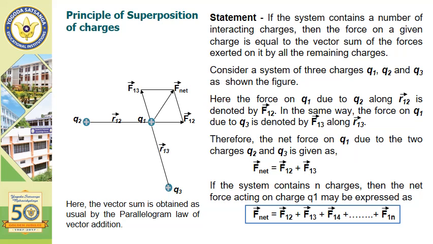Similarly, if we have a system containing n charges, then the net force acting on charge Q1 may be represented as F net equals the sum of F12, F13, F14 up to F1n. Let us understand it by some examples.